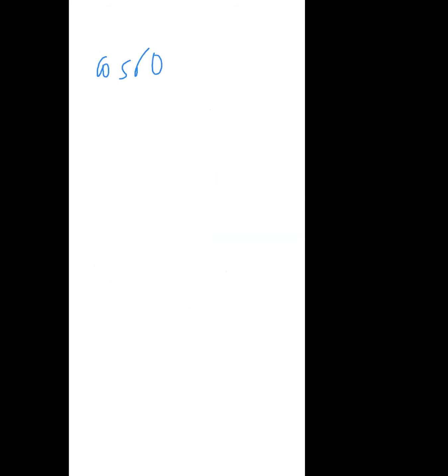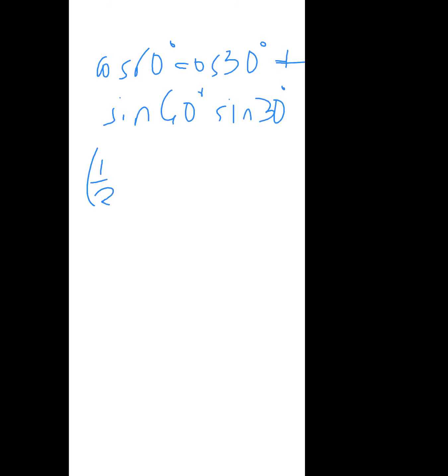Cosine 60 degrees, cosine 30 degrees plus sine 60 degrees, sine 30 degrees. Yan. So ano yung cosine 60 degrees? Boys, anyone sa boys? Bilisan ninyo. Cosine 60 degrees, anak. Check mo dyan sa table. 1/2. Very good. Yung cosine 30 degrees.